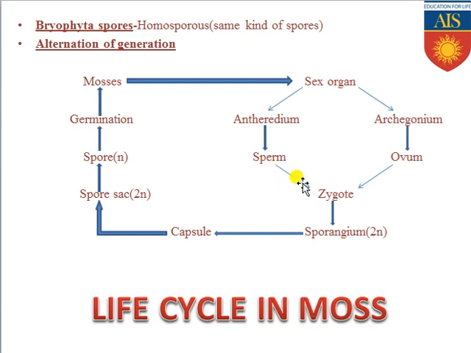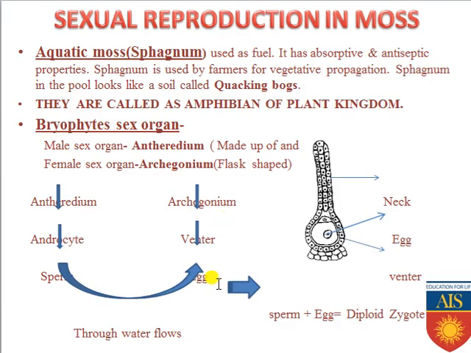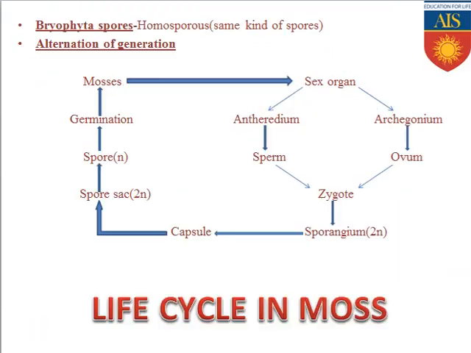This sperm is going towards the ovum through the water flow, because in this slide it has already been shown, and after that it forms the zygote, which contains 12 chromosomes. This zygote will further develop into the sporangium or spore sac, containing 12 chromosomes, that is diploid. This sporangium further produces the capsule, and that capsule further produces the spore sac, which is also 12 in number. This spore sac further produces the spores by meiosis cell division. Automatically the chromosome number becomes haploid.